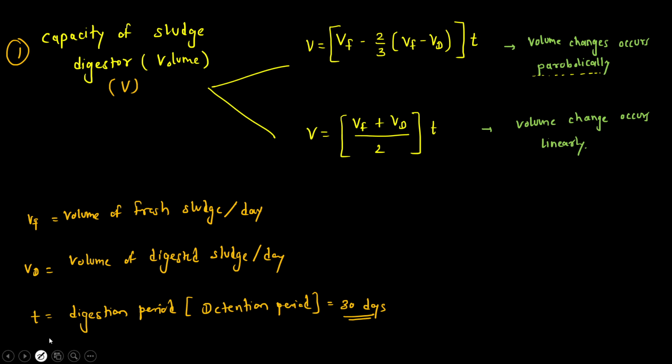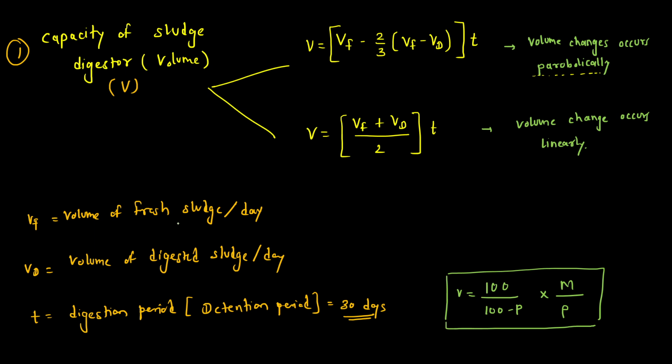So how to calculate this volume of fresh sludge and volume of digested sludge? We have to use the same formula which we have derived in the previous video. That is, volume is equal to 100 by 100 minus moisture content P into mass of sludge, in this case mass of fresh sludge, divided by density of fresh sludge. By using this formula you can find out the volume of fresh sludge, similarly volume of digested sludge, and then substitute these formulas in this equation to get the capacity of sludge digester. I hope this is clear.